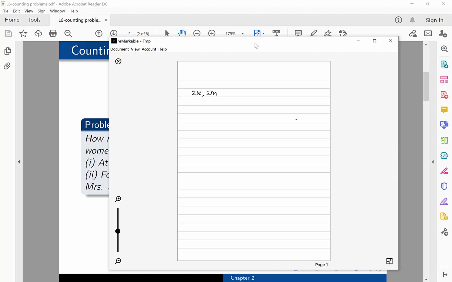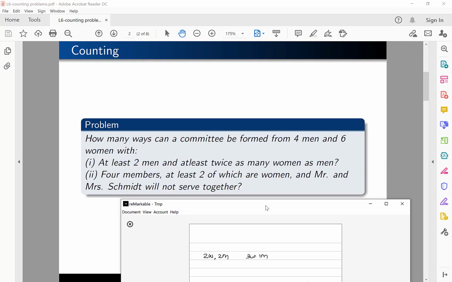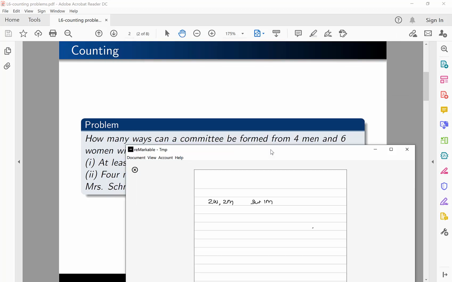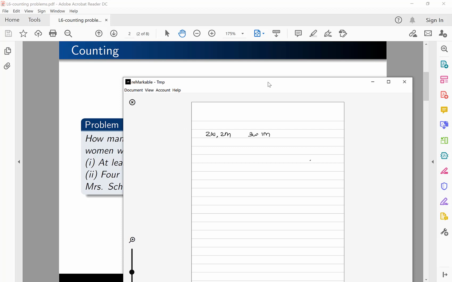If the committee has 2 women, then the remaining 2 members will be men. Another possibility is we have 3 women and 1 man, because the only condition is that at least 2 have to be women. So we can have 3 women, or we can even have 4 women, which means that we are not choosing any man, so that's 0 men.